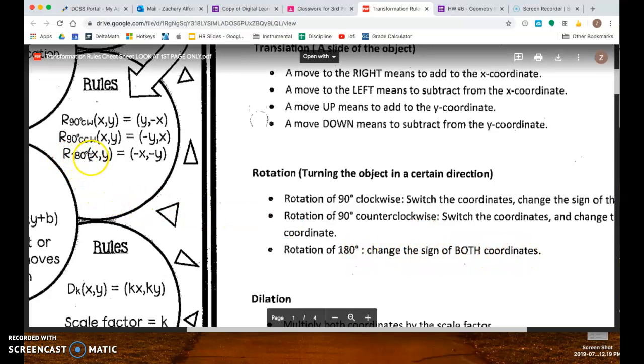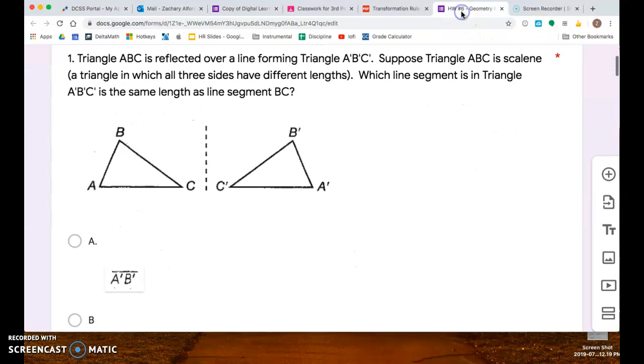So rotation 180 degrees, here's your x and your y. And you just change the sign of them. You don't switch them around. All you do is change the sign of them. That's all I will explain about this document.